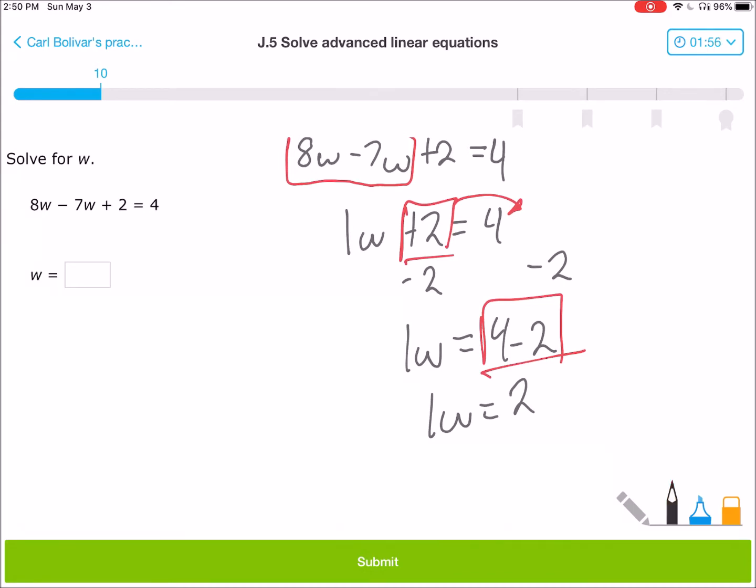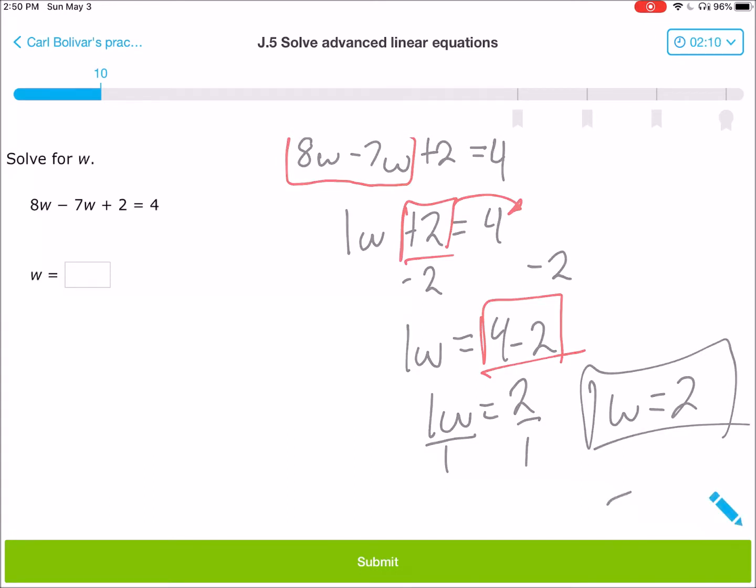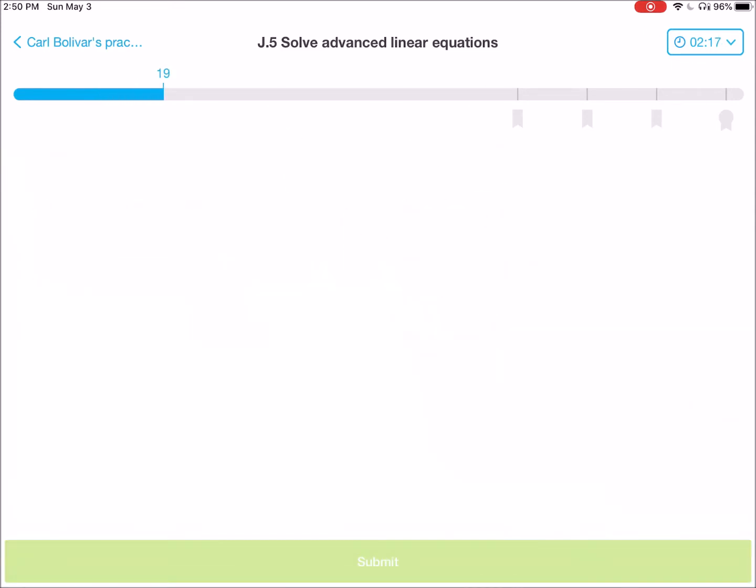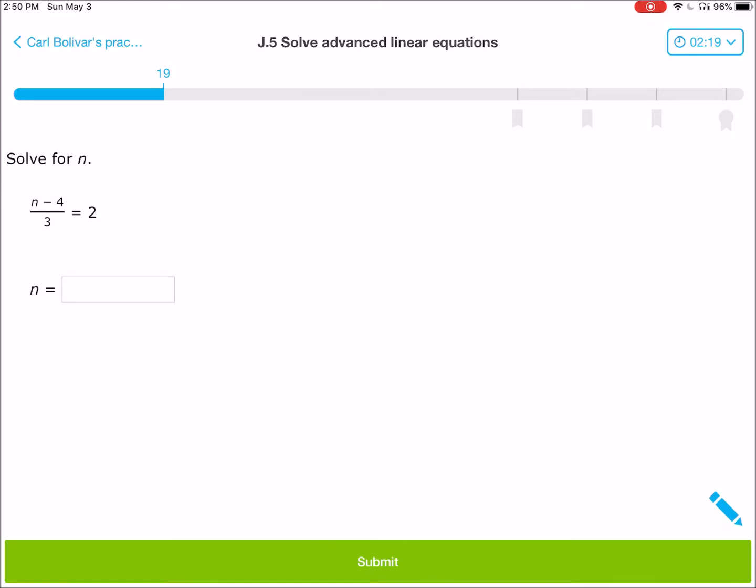In this case, you don't have to divide by 1 because that'll just give you the same answer. If we divided by 1 on each side, we would get w is equal to 2. We would get the same answer. So our answer is w is equal to 2. Great.